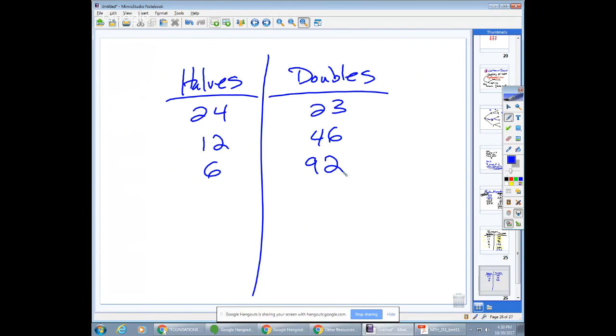Half of 6 is 3. I double 92, I get 184. Half of 3 would be 1, because we have to ditch the remainder. Yeah, good. And then doubling 184, let's see, that would be 8, 6, 3, 368.